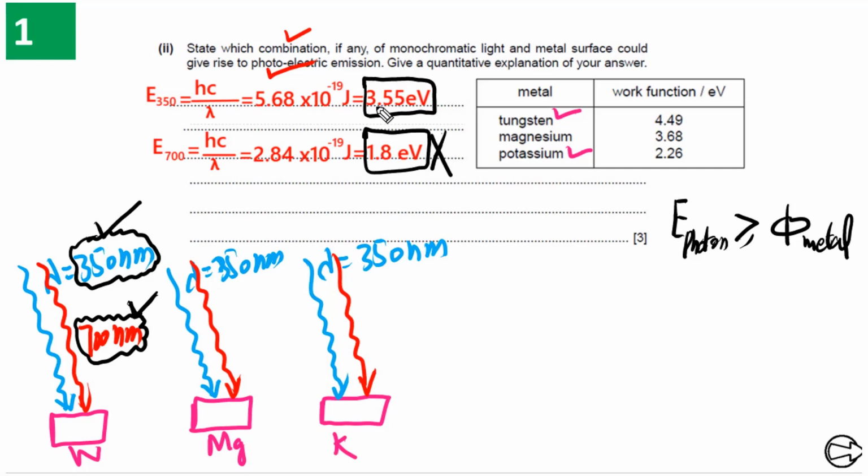But this one, 3.55, is greater than this work function. So it means that in this case photoelectrons will be emitted from potassium metal. So that is one combination. But if we look at the work function of magnesium, it is 3.68 and this is greater than 3.55. So in this case, photoelectrons will be emitted only from potassium.